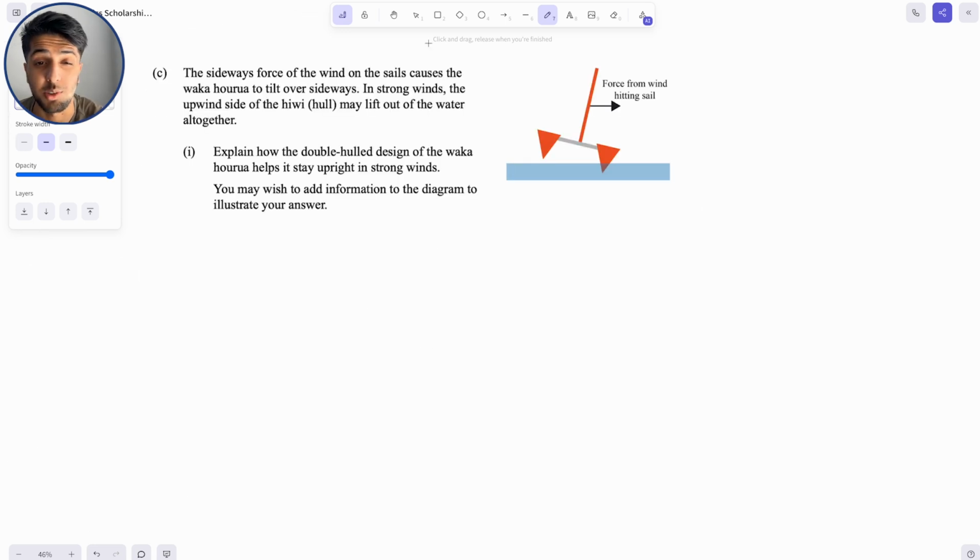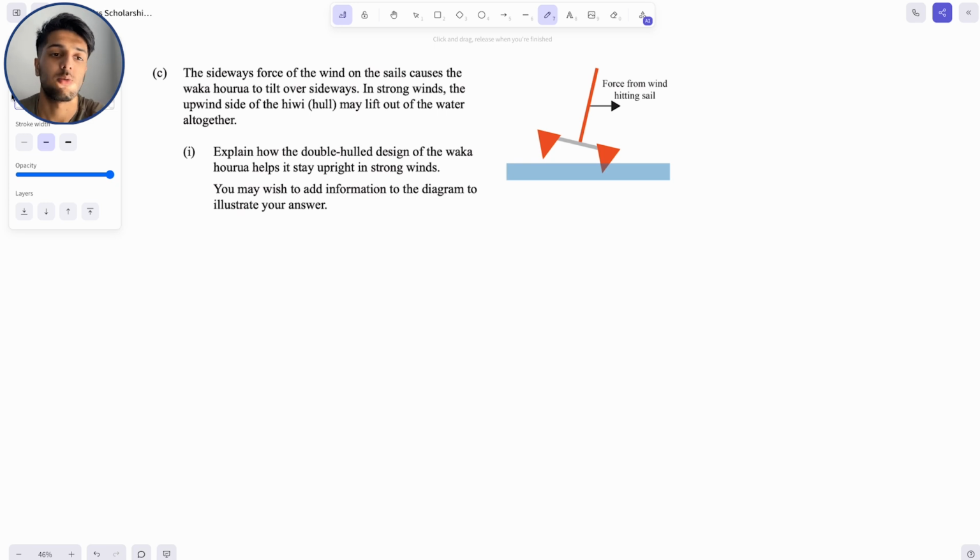The sideways force of the wind on the sails causes the waka to tilt over sideways. In strong winds, the upwind side of the hull may lift out of the water altogether. Explain how the double hulled design of the waka helps it to stay upright in strong winds.